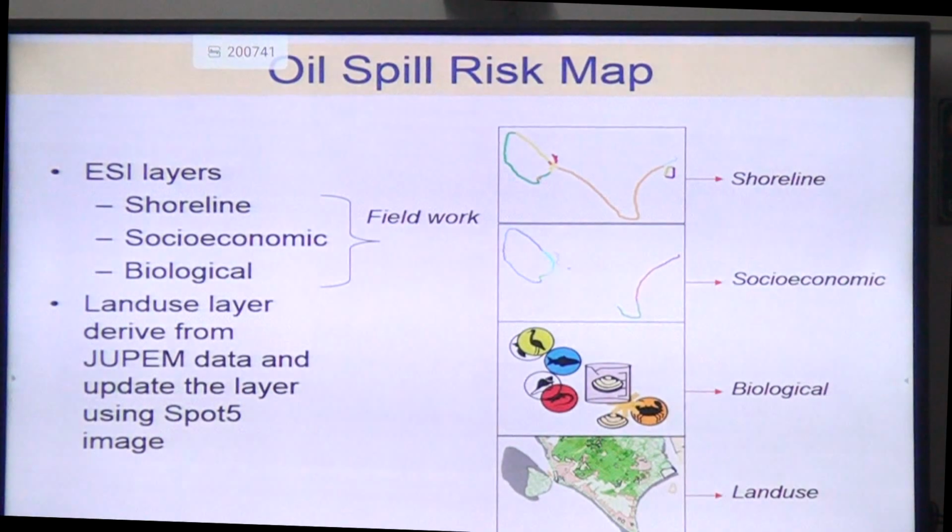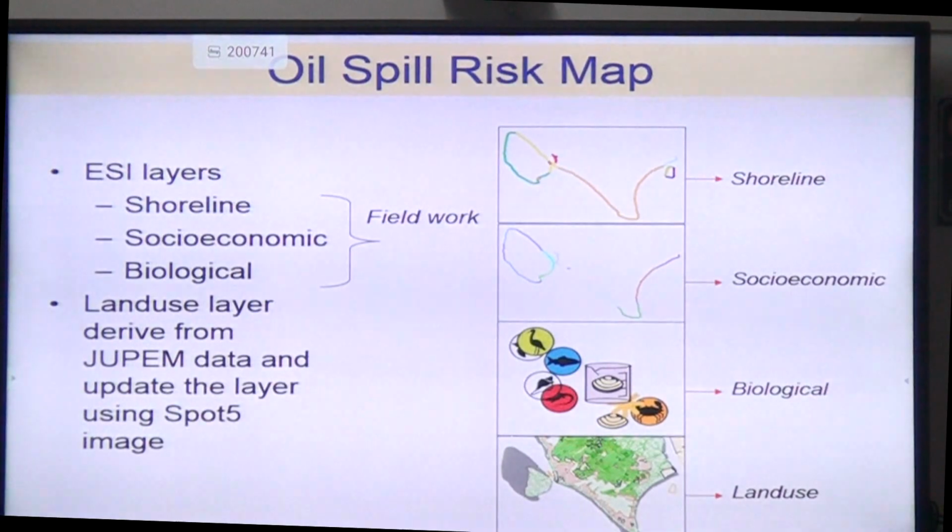Now, going to the next step, which is called risk assessment. Now that we have identified the most prone areas, this can be considered a hazard map aggregation. Now we have to bring in all the socio-economic variables that go into the risk assessment. The most important aspects are the shoreline, socio-economic activities along the coastline, biological activities like fishing or any other kind, and land use.